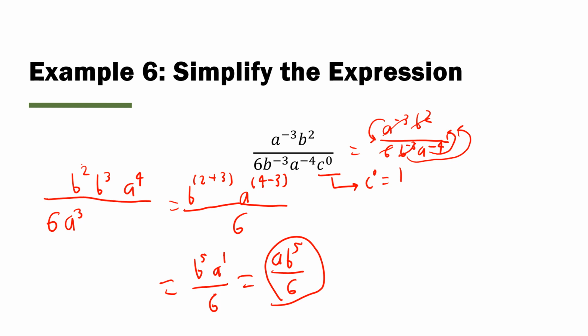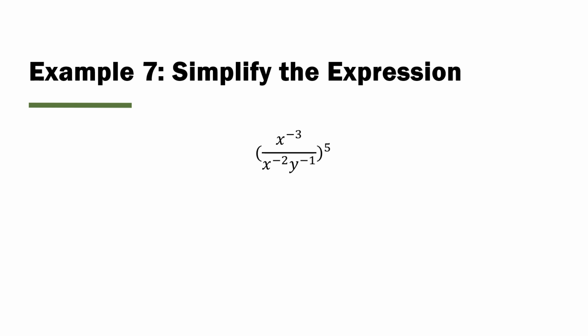Let's continue. All right, let's try this problem. There's actually a couple of different ways you can solve it. You can distribute the 5 first, but what I'm going to do is get rid of these negative exponents first. So this x to the power of negative 3 can move to the denominator as long as I negate the negative 3. So that'll be x to the power of positive 3. Okay, that one's good.